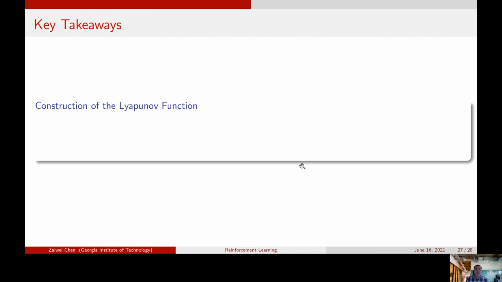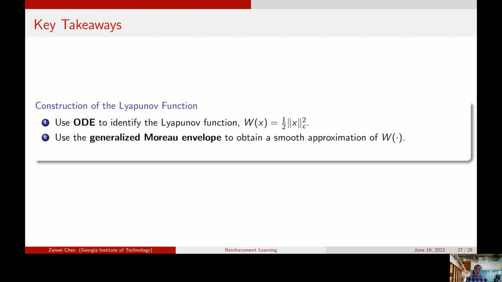Okay, let's summarize this part of the tutorial. So in this part, the key idea is the construction of the Lyapunov function in the case of arbitrary norm contraction. So the first step is to identify the ODE and use the ODE to identify the Lyapunov function. In this case, we get one half norm square. But one half norm square may not be a smooth function for us to study the stochastic approximation algorithm. What we actually need is a smooth approximation of the norm square. To do that, we use the generalized Moreau envelope, which gives us a smooth approximation, and also the tunable parameters enable us to get the tightest possible finite sample bound.